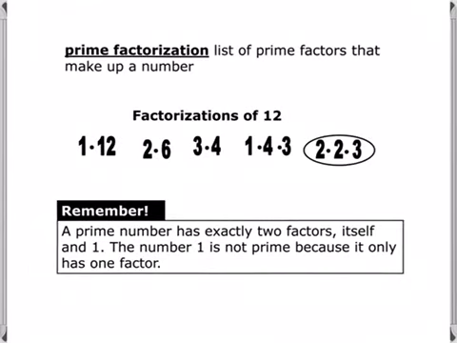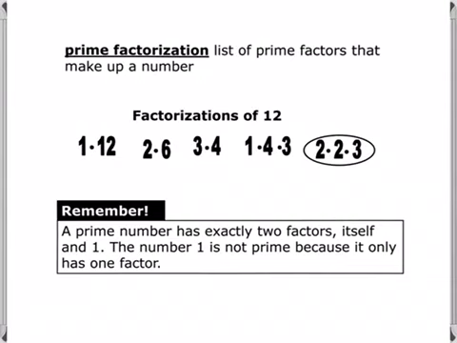Prime factorization is where you list the prime factors that make up a number. So remember, when they ask you for factors of something, they're talking about numbers that multiply together to give you that particular number. So for 12, those options are 1 and 12, 2 and 6, 3 and 4, 1, 4 and 3, or 2, 2 and 3. All of these combinations multiply together to give you 12.